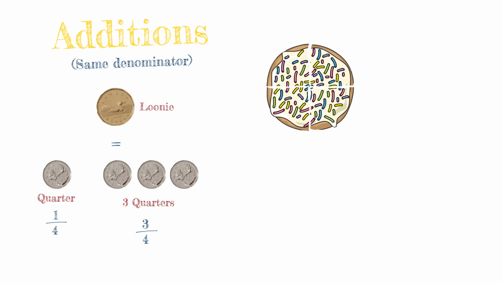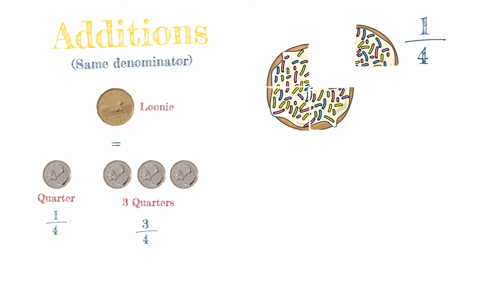Now if I take a donut and I split it in 4 pieces, one piece will be called a quarter, or 1/4 of a donut. And what's left, 3 pieces, will be called 3/4 of the donut.